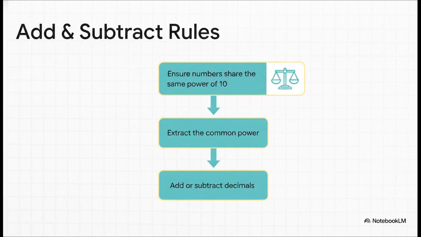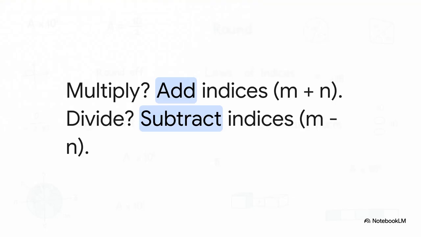in the parentheses. But for multiplication and division, we actually rely on a totally different set of rules, the laws of indices. Think of these as your secret weapons. When you're multiplying standard form numbers, you multiply the base decimals and then you just add the indices together. So m plus n. When dividing, you divide the base numbers and subtract the indices, m minus n.